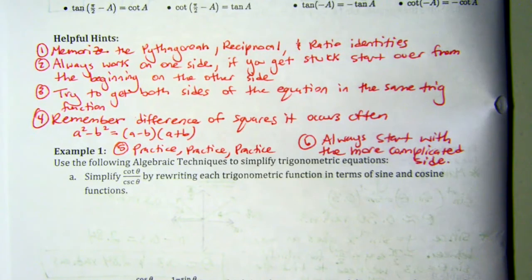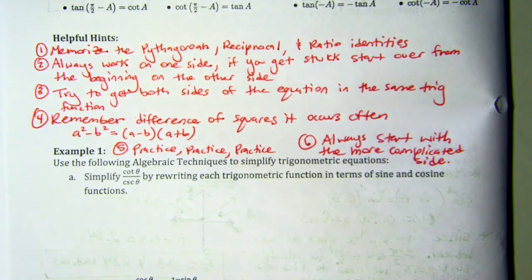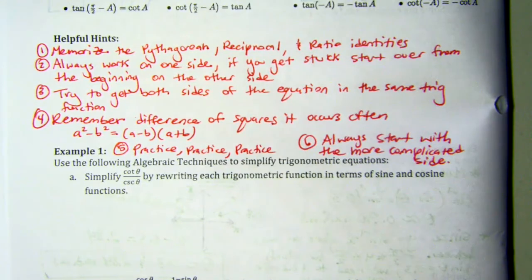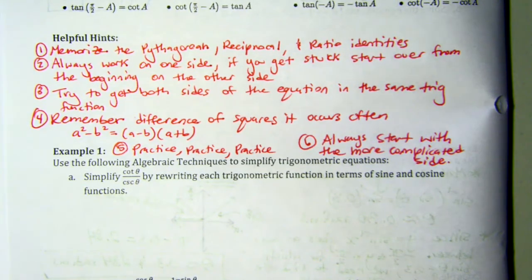5, practice, practice, practice. The only way you're going to learn how to do this is to keep practicing. The more times you see these types of things come up, the more you're going to be able to understand and look at a problem and know where you should even start. 6, always start with the more complicated side. We always want to start with that more complex side.